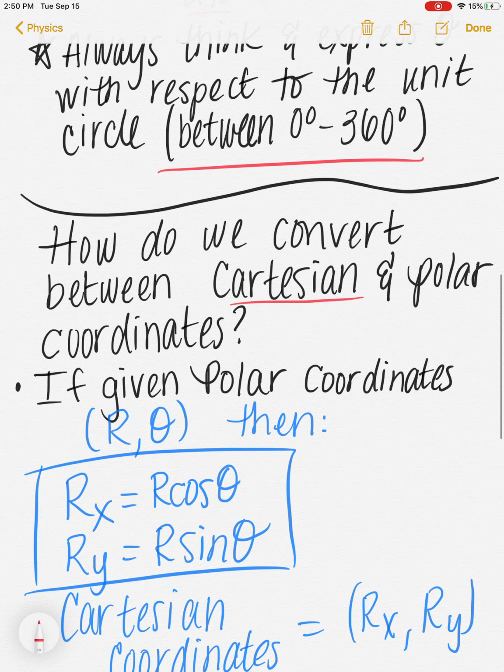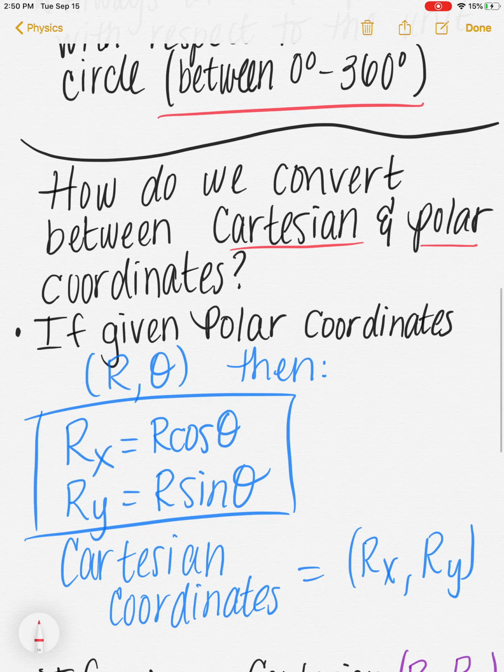But what about if we need to convert between Cartesian and polar? If you are given a set of polar coordinates like r, theta, and you are supposed to turn them into an x and y component, the x value is going to be equal to r cosine theta, and the y value is going to be equal to r sine theta. Now my tip for you is to make sure that you are in degrees, not in radians.